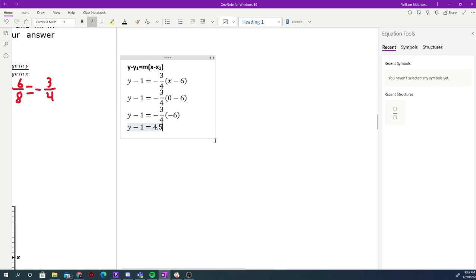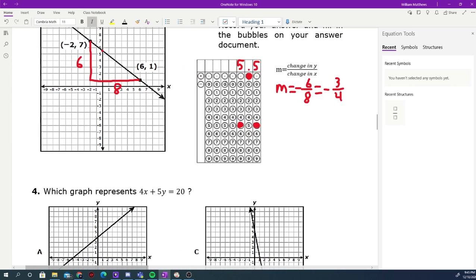And then we would need to add 1 to both sides. Adding 1 to the left side cancels out the negative 1. 1 plus 4.5 becomes 5.5. And that matches up with my answer. So that's how I check it algebraically.